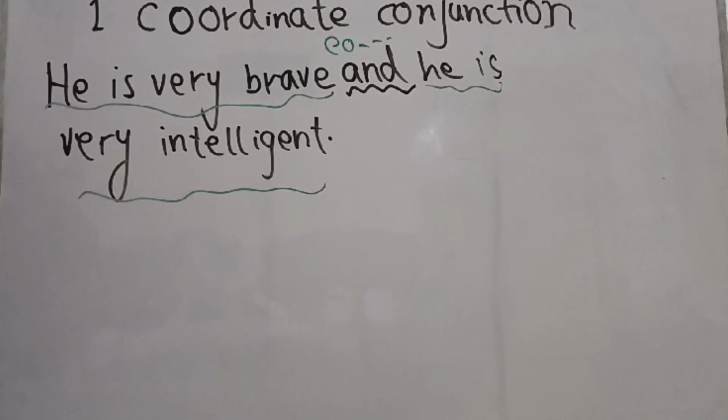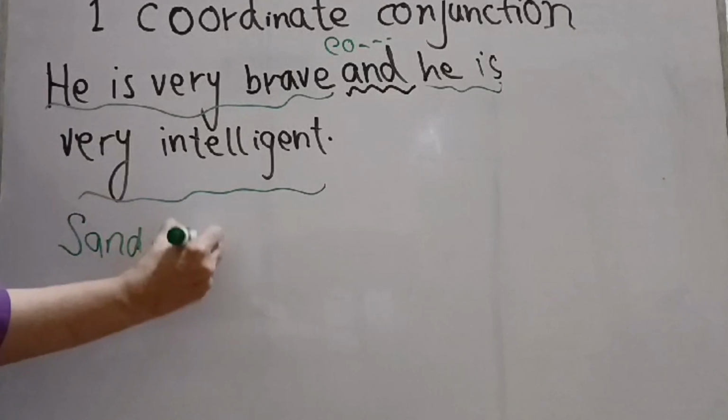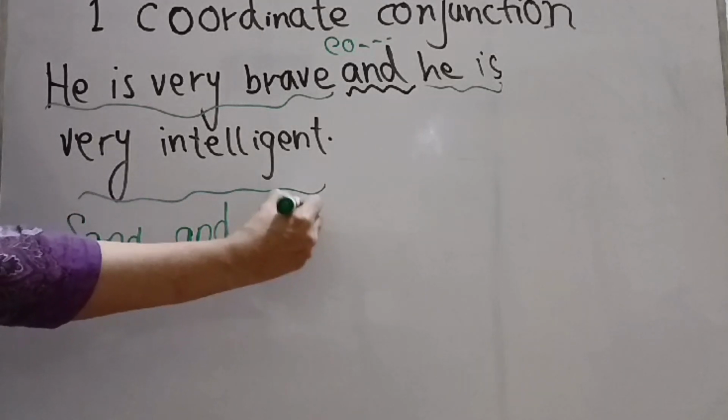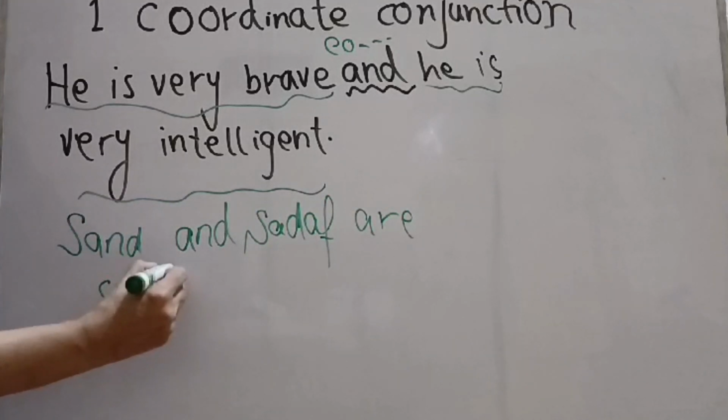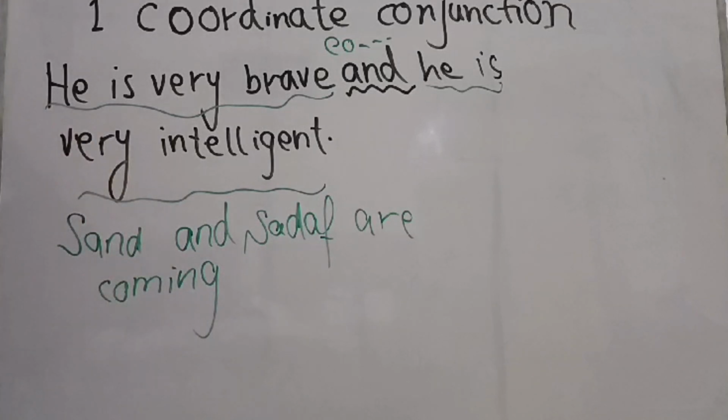If I say, Sana and Sadaf are coming, this is also called coordinate conjunction. If I say, she is very intelligent and she is a very hardworking girl.